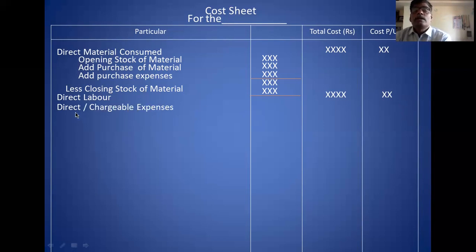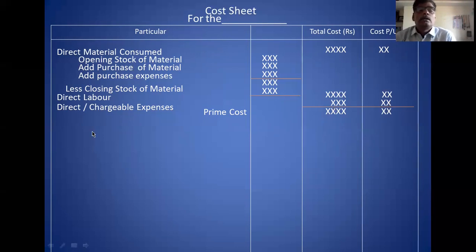Then third is chargeable expense or direct expense. You take the total in the total column, divide by the number of units. You will get the cost per unit of direct expense. Then take the total. This total is called prime cost. And these 3 items are always variable. These 3 items change according to change in the production.